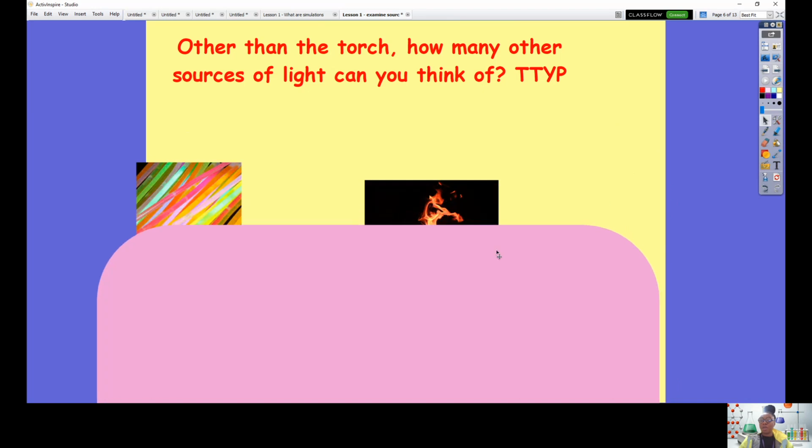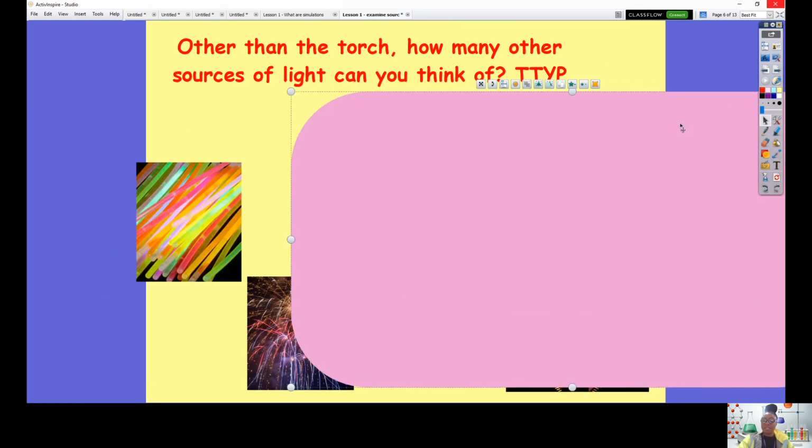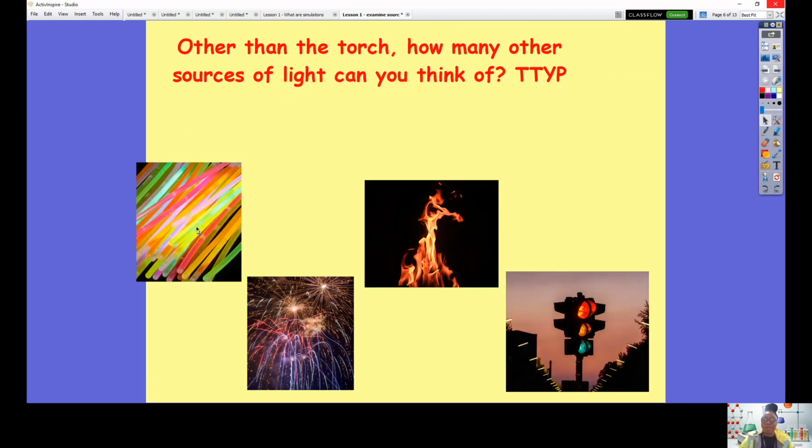Fantastic. Just to show you a few sources of light, we have glow sticks. Glow sticks emit light. Fireworks also are sources of light because they emit light. Fire is a source of light because it emits light. Traffic lights are sources of light or light sources because they emit light.